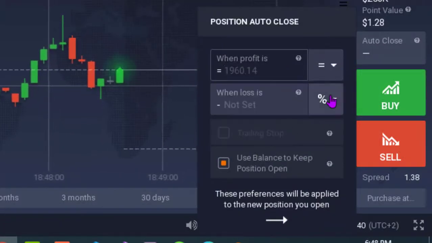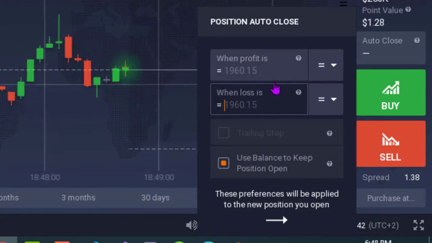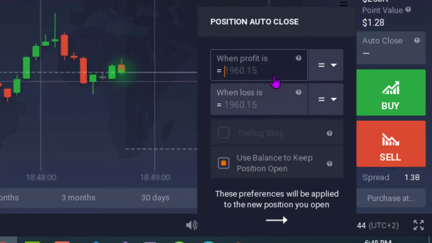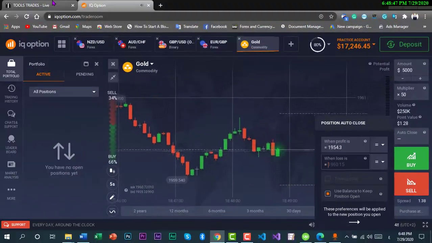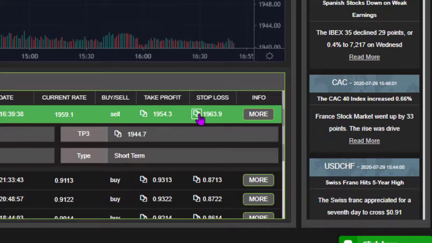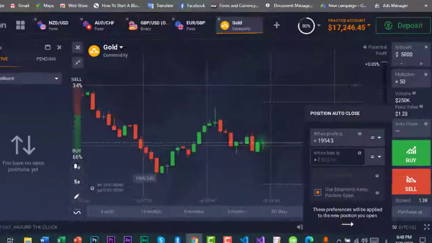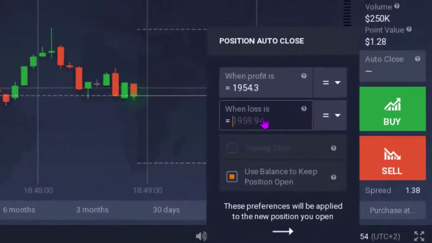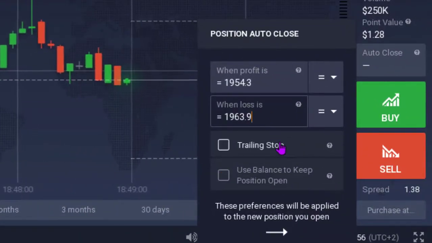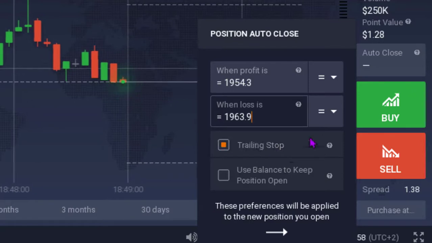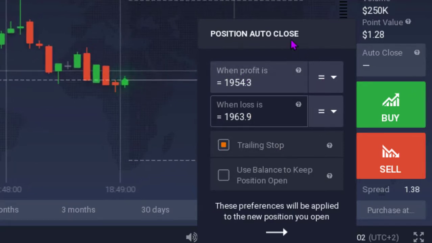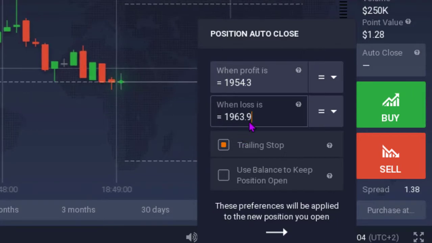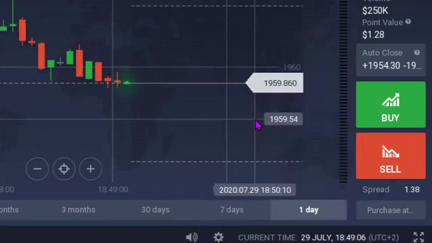Use asset price. Copy and paste it here. Same to stop loss rate. Here. Go to the platform and paste it. Use trailing stop to close the trade at the profit you need. And then press enter.